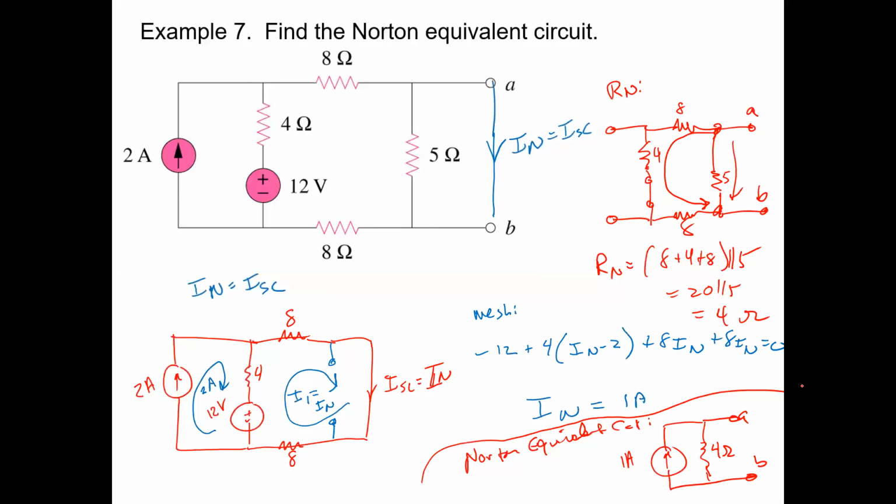Stephanie? Why do I make the 5 ohm resistor an open when we're finding the Norton current?